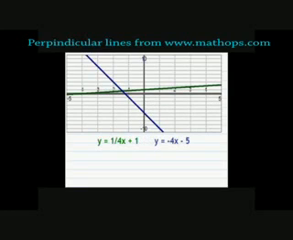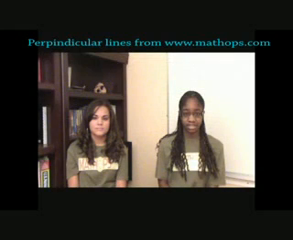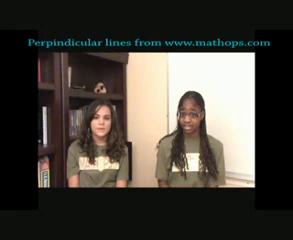Y equals 1/4 x plus 1 has a slope that goes up 1 and over 4. Y equals -4x minus 5 has a slope that goes down 4 and over 1. They are perpendicular lines. Sometimes you can't just look at a graph and tell if the lines are perpendicular. You may have to count out the slopes to be sure.